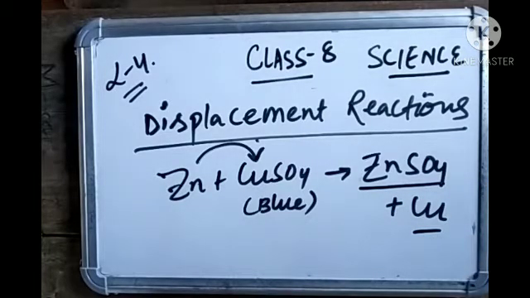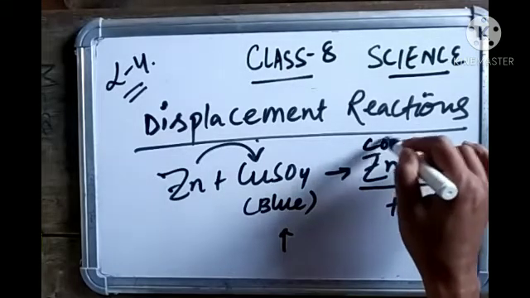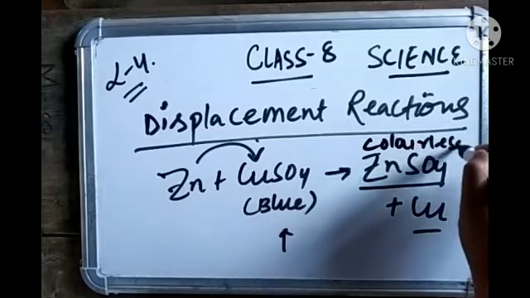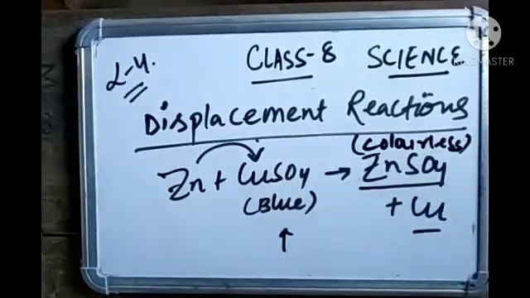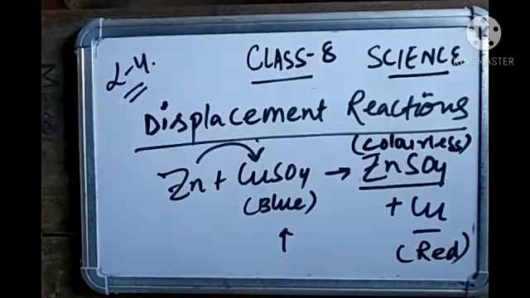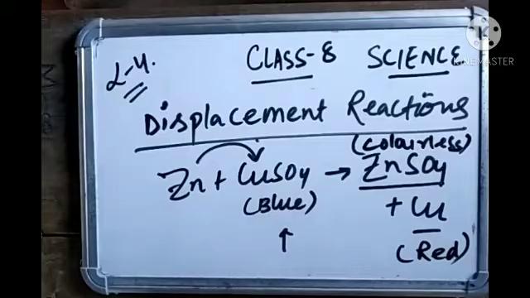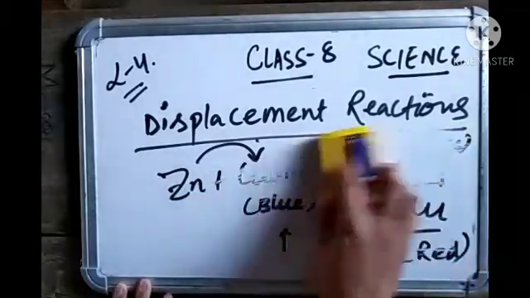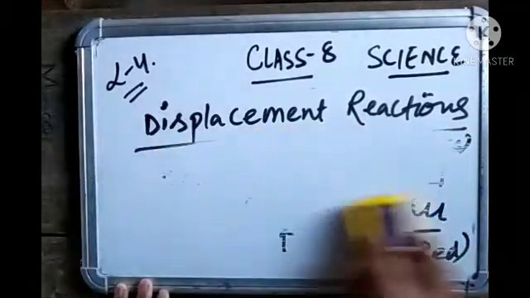The blue color of copper sulfate solution will change to colourless, because zinc sulfate is colourless and copper is red. So there will be a change in the color in the reaction after the displacement of copper by zinc. This is a displacement reaction.